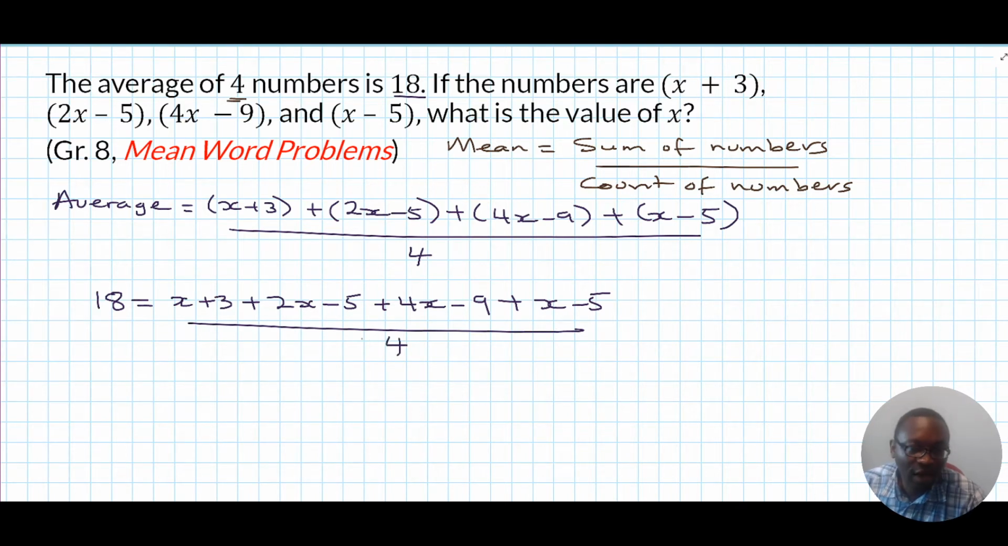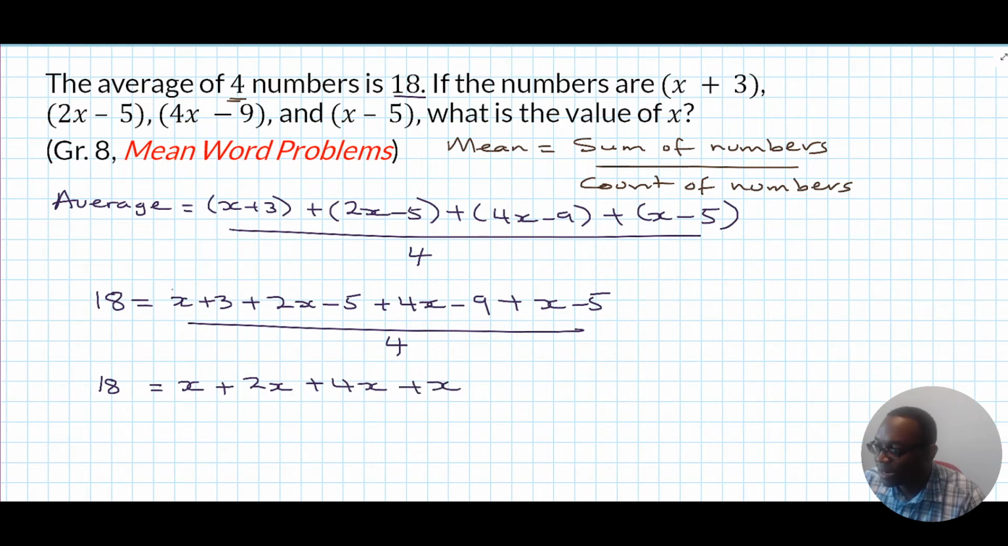And you know that when you have a problem like this, you want to add common terms together. So all your common terms, you add them together, so you have 18. So we're going to put everything that looks like an x together, and everything that doesn't look like an x, we push them to the other side, okay? So we're going to say x plus 2x plus 4x plus x.